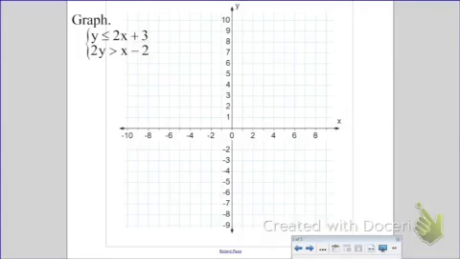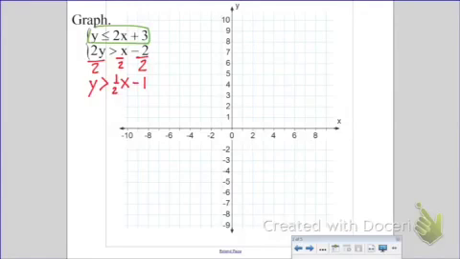It's in y equals mx plus b form, but the second one isn't. So let's get that one ready to go by dividing everything by 2. And then rewriting: y is greater than 1/2 x minus 1. Now I'm ready to graph both of these. Let's start out with the top equation. We're going to do this one in green and the red one in red.